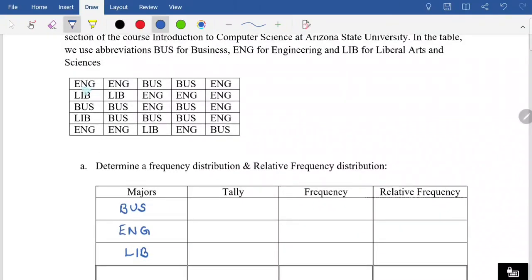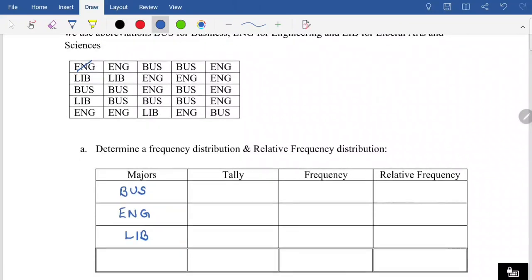So the first one is ENG. So remember the process. ENG, cross it off so that you don't end up double counting these values. So ENG, I'll put a tally for ENG. Now next one is LIB. Next one is LIB. Business, business, LIB, LIB, ENG, ENG. Again ENG. Then we have LIB, then business, again business, ENG, then business, then ENG. So that's the fifth one.